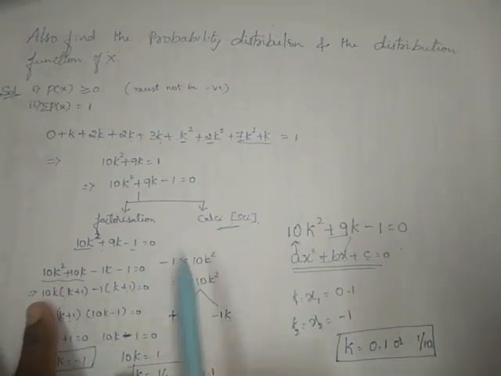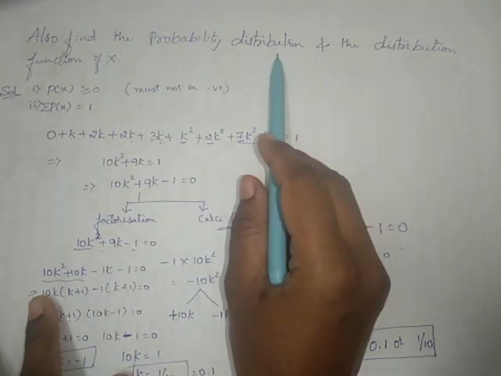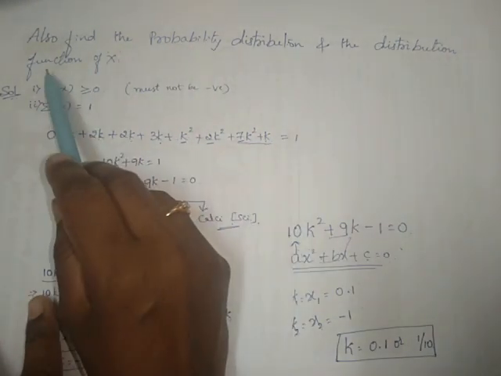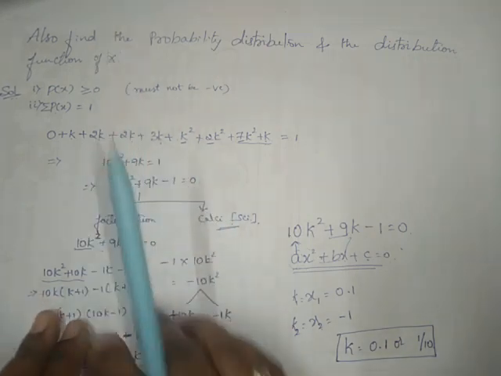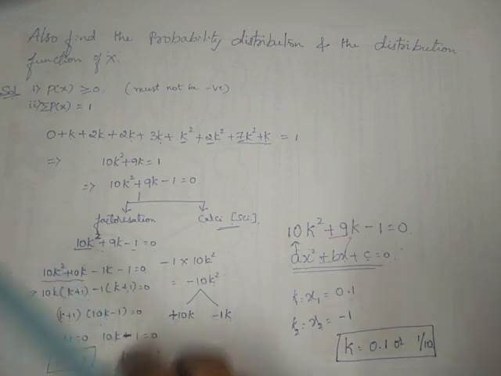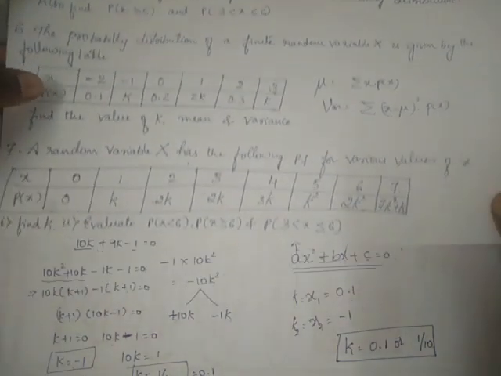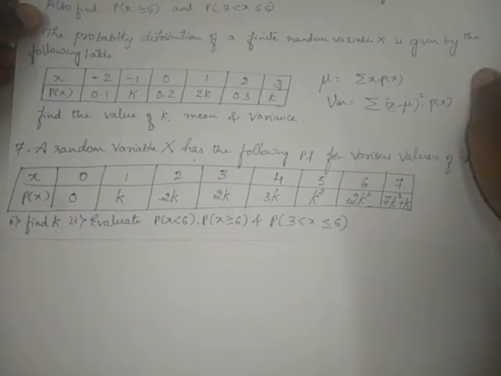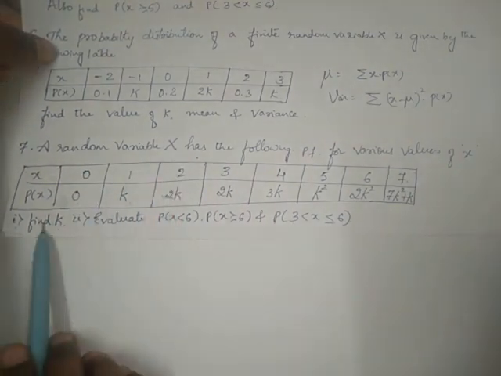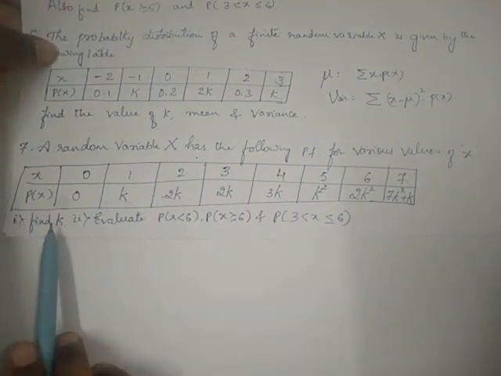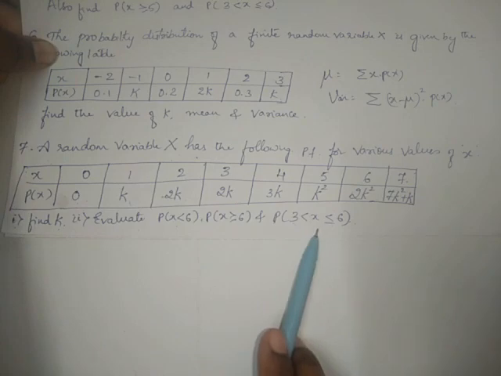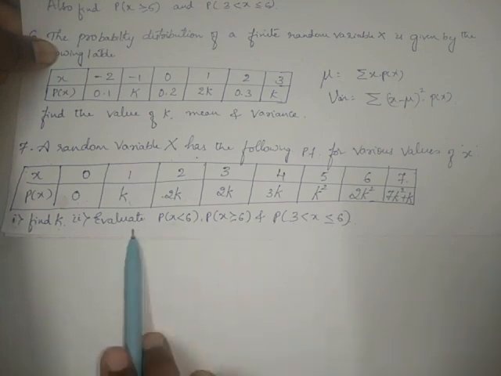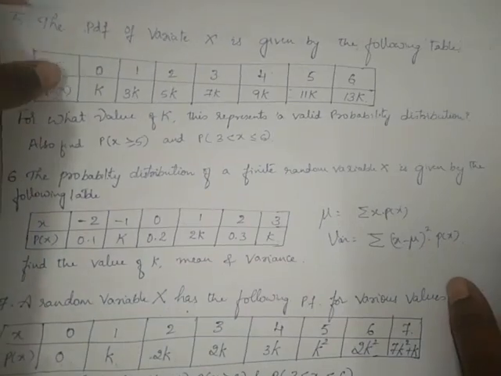And the next part of the question was also find the probability distribution and the distribution function of x. This question, the 7th question, had totally 4 sub questions. The first was, they had given the random variable x, and we found the value of k. The second sub question had 3 subdivisions; we found this also.